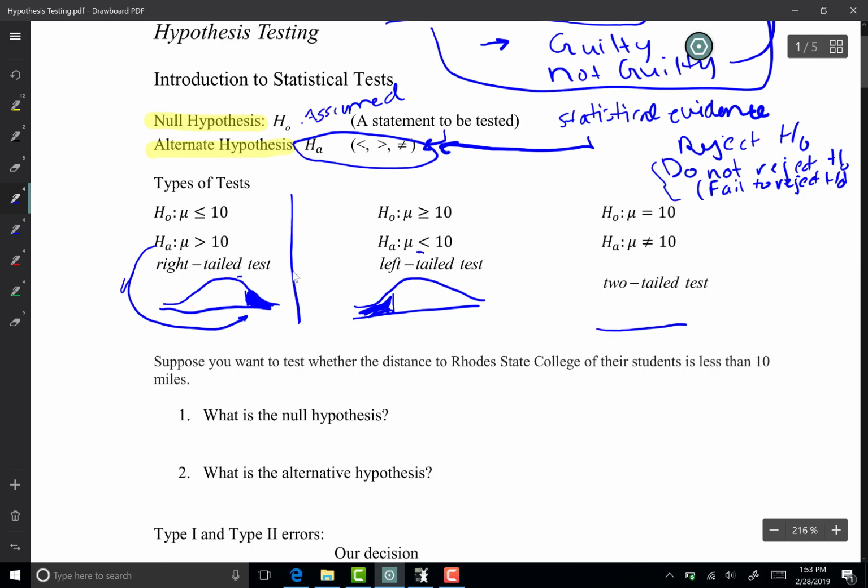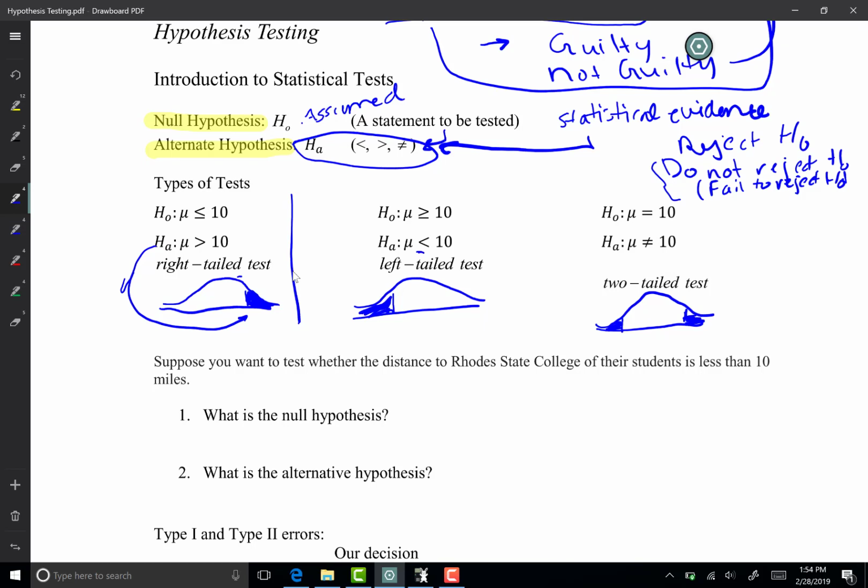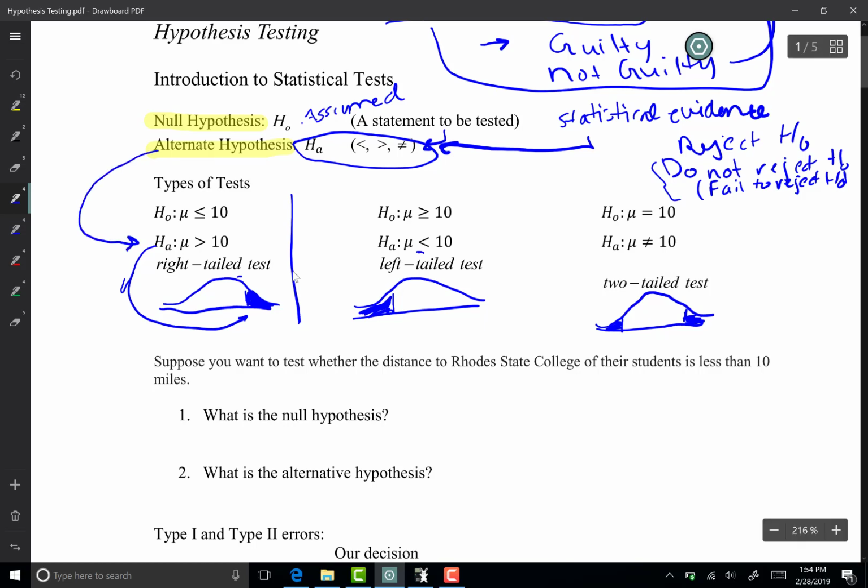Okay. This one, because it's not equal to, is a two-tailed test, meaning our rejection region is in both tails here. Okay. So we usually set up, when we go to set up our null and alternative, we look at what we're trying to test. Okay. What we're trying to test is the alternative.